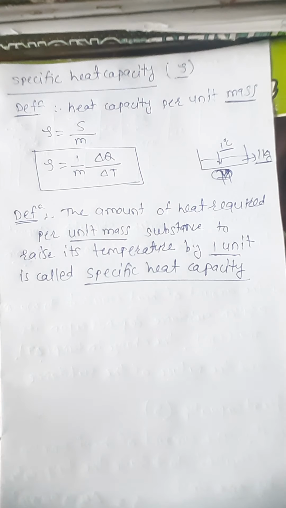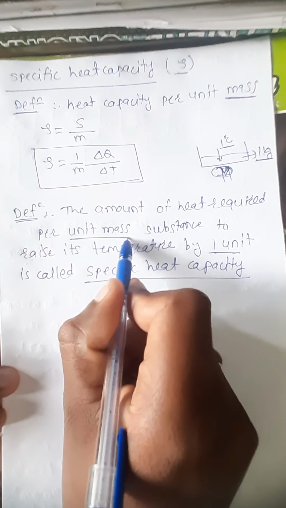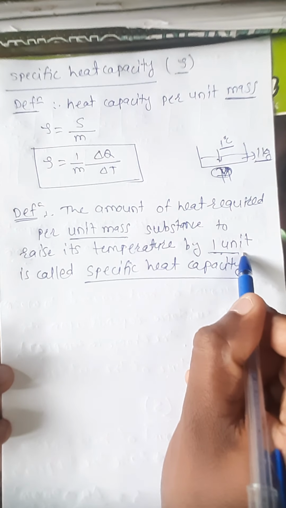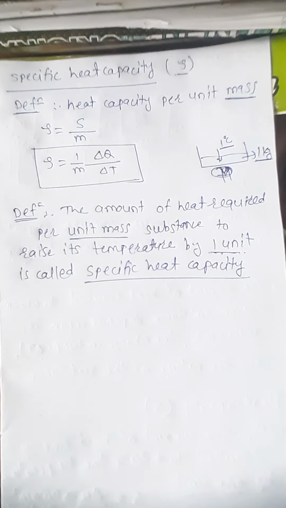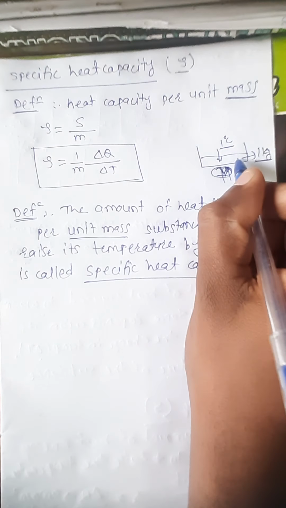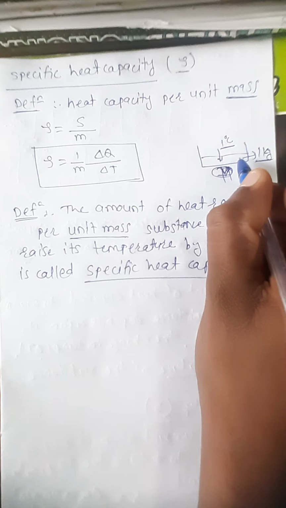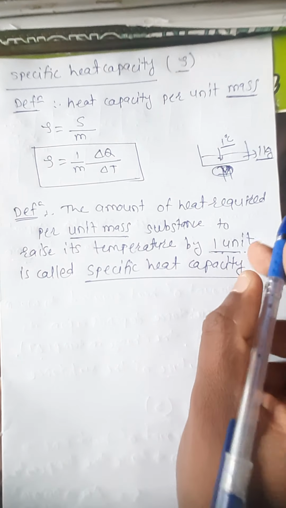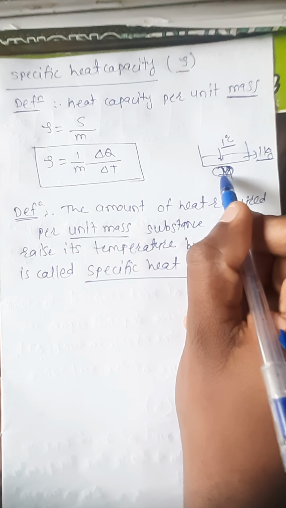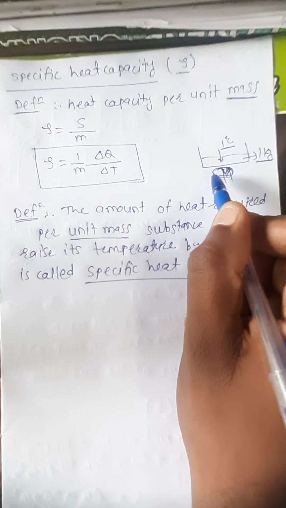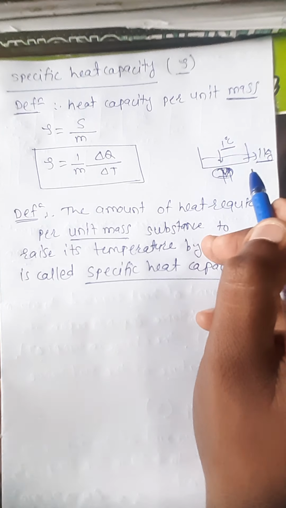Means the amount of heat required per unit mass of substance to raise its temperature by 1 unit is called specific heat capacity. Means by taking a 1 kg substance, we want to increase its temperature by 1 degree Celsius. For that purpose, whatever amount of heat is required, that is known as the specific heat capacity of that substance.